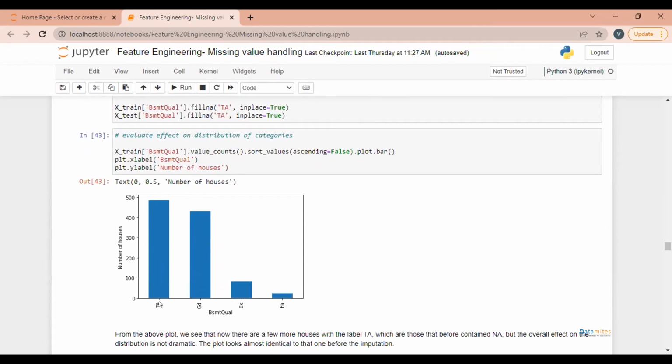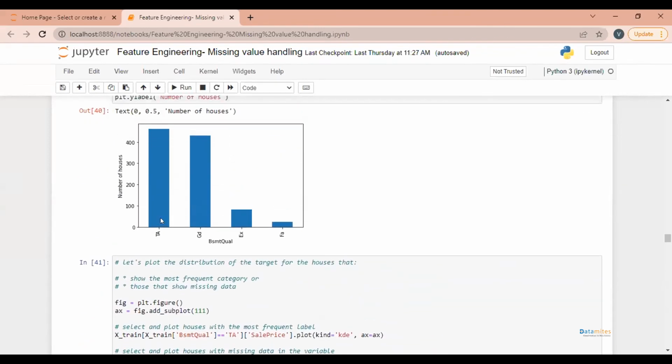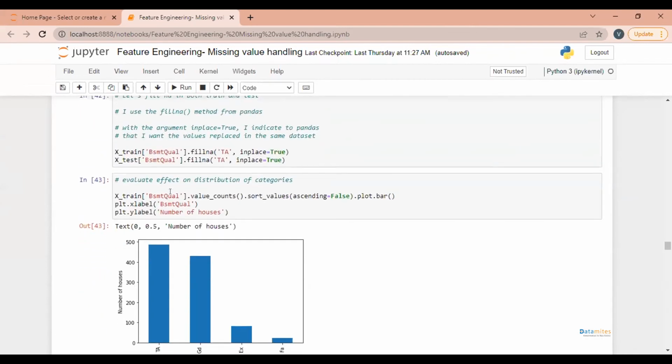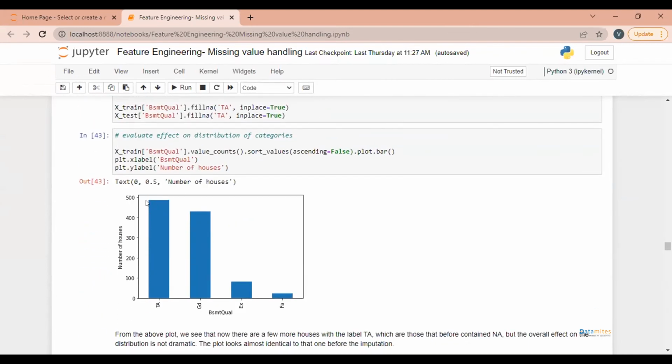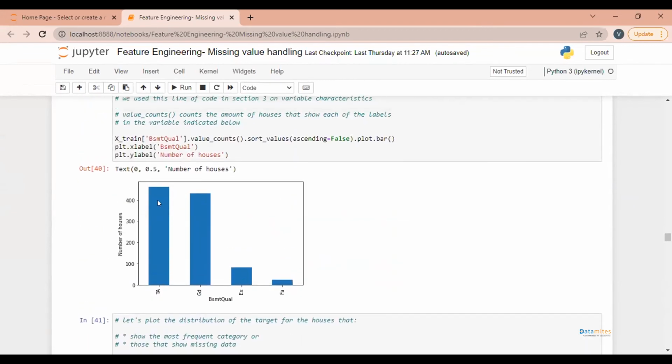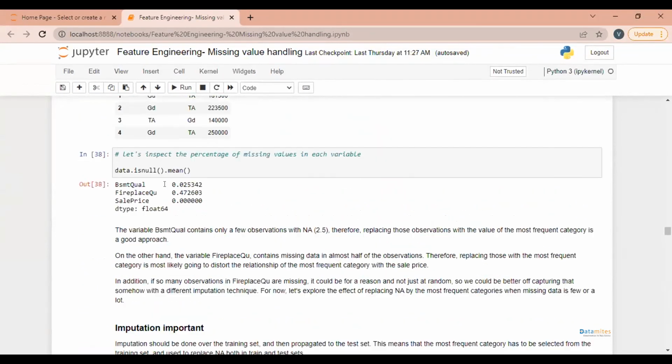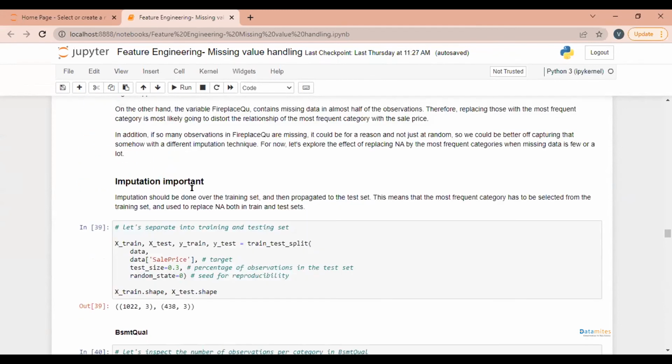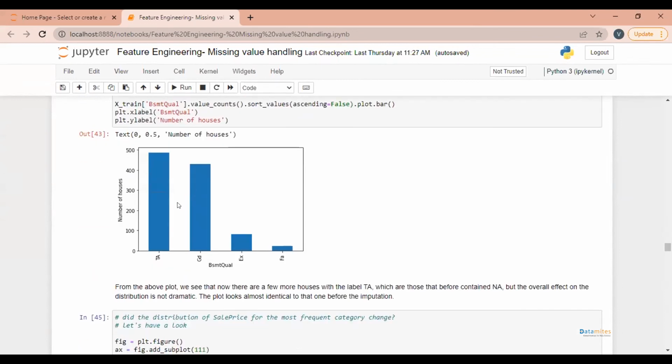After imputation, a slight increment is observed in TA. Before imputation, it was somewhere around 480. It has incremented a bit in the case of basement quality, because not much percentage of missing values were there. The percentage of missing values is only around 2.5%, so not much increment has been observed, but there is a slight increment.